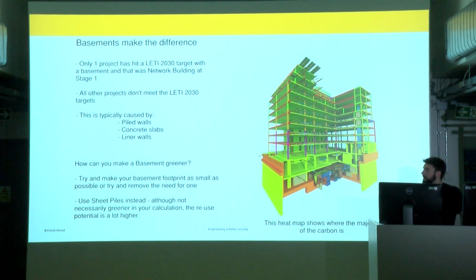So how can you make a basement greener? Try and make your basement footprint as small as possible, or try and remove the need for it completely. Interestingly, we're looking at the moment into a little bit of a study of bike storage in buildings. It's about trying to make your company's footprint greener because everyone's going to cycle into the office. But what happens subsequently is the bikes get stored in the basement. But you're putting so much carbon into creating a basement, that just seems ridiculous. So could you think about putting the basement elsewhere?